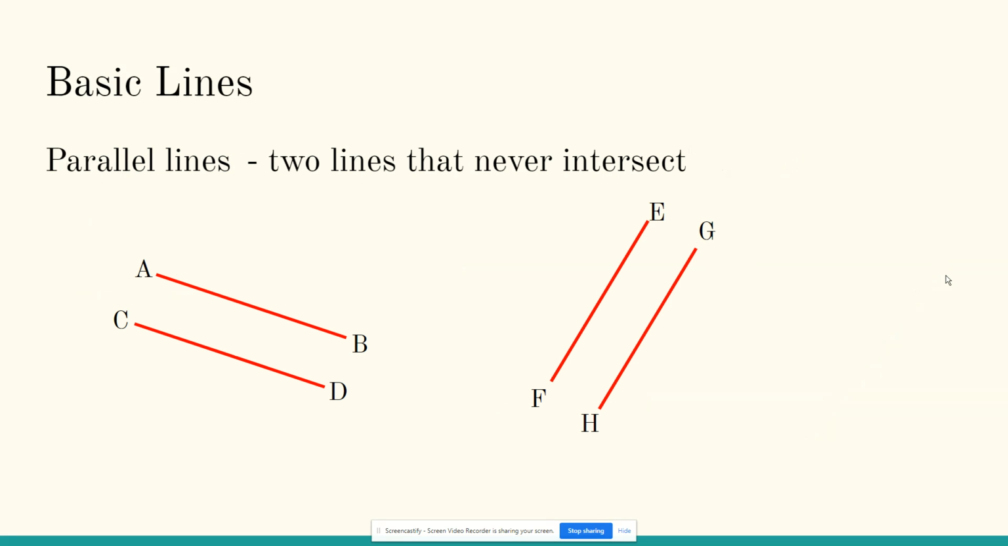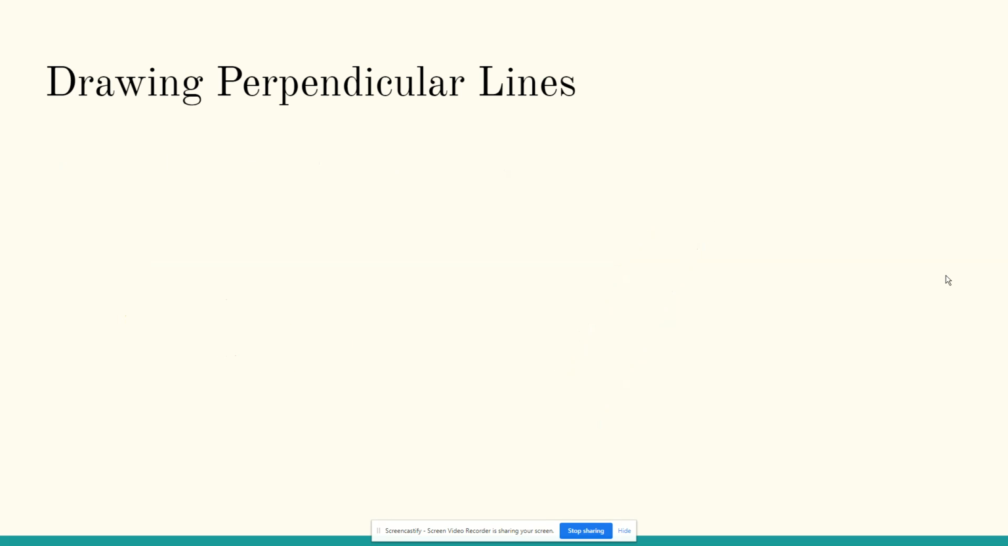Parallel lines are two lines that never intersect. AB and CD are parallel lines. EF and GH are parallel lines.